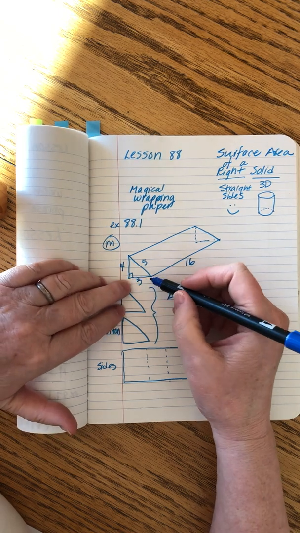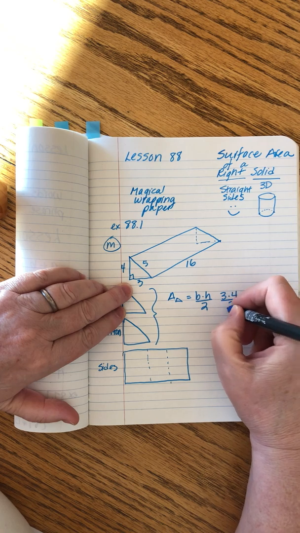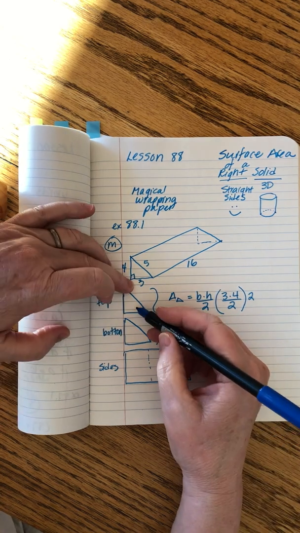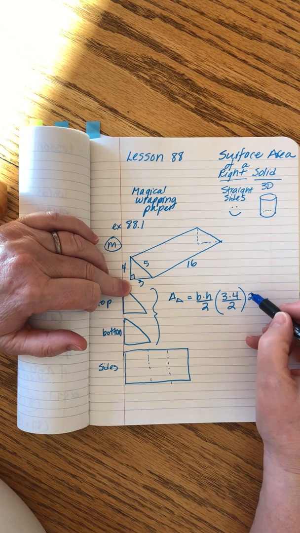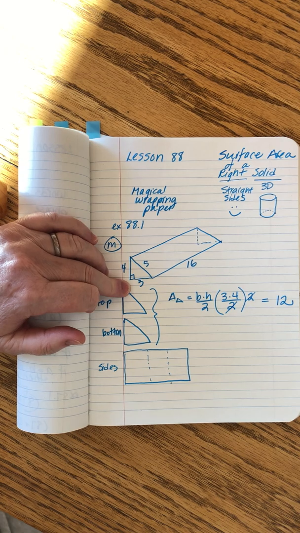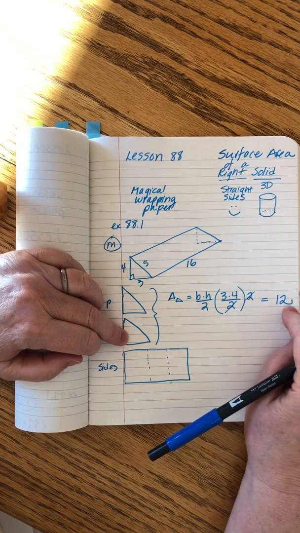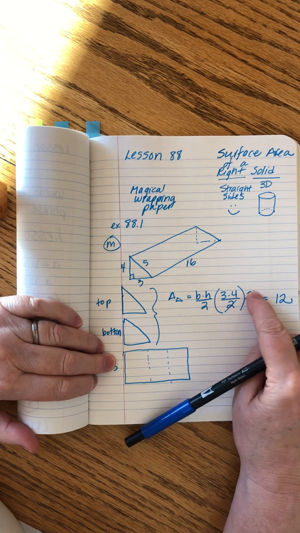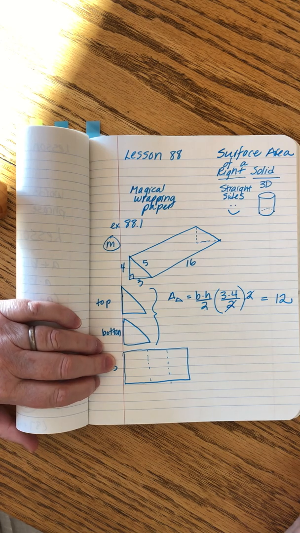In our case, the base is 3. The height is 4. It's divided by 2. But we also want to multiply it by 2 because we have 2 of them, right? That's the easiest way to do it because then what we see is that the total for the 2 triangles is 12. I could have divided it by 2 and said, okay, it's 6 for each triangle, then added them back together and gotten 12. That works too. This is just my shortcutty way of being able to just cancel the 2 triangles and the divided by 2 that's in the equation.